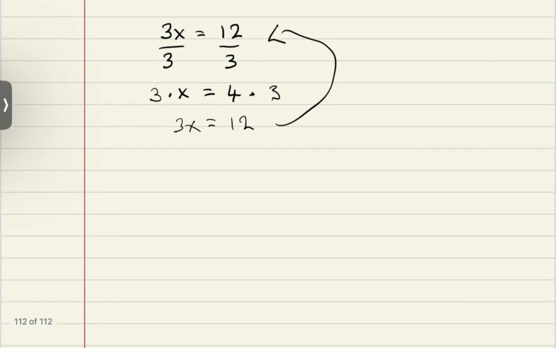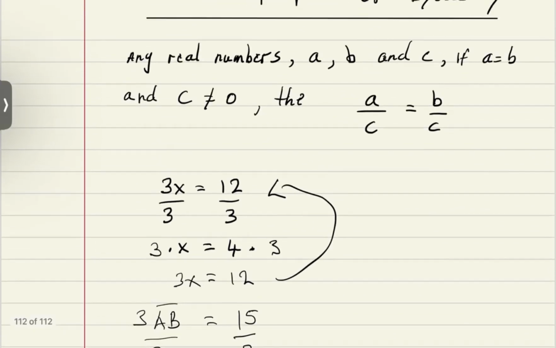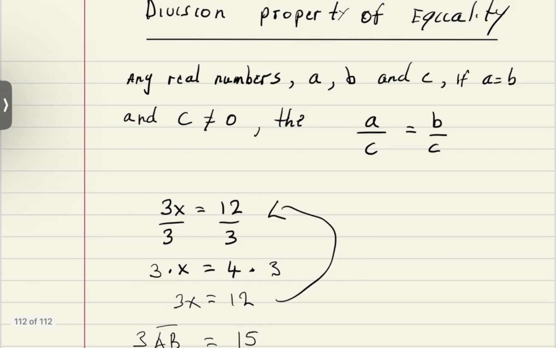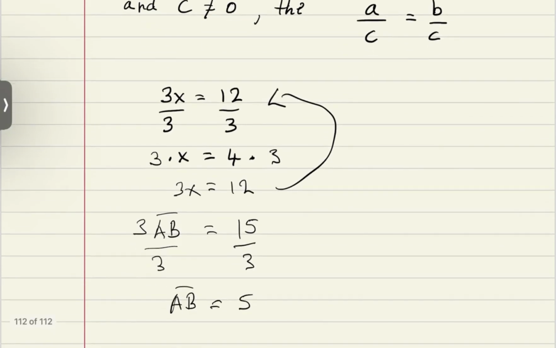Let me give you a geometry example since our focus in this playlist is geometry. Let's say we have 3AB is equal to 15. Remember, this is a line segment. If we divide both sides by 3, see, we're dividing both sides by the same number, then we have AB is equal to 5. So if you divide both sides by the same value, the equation is still equal.